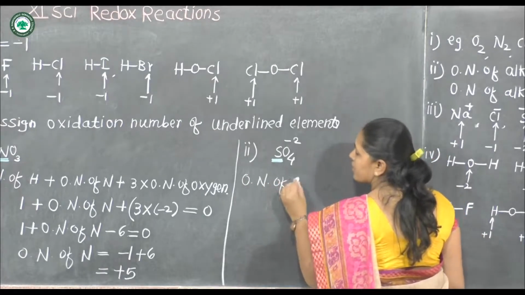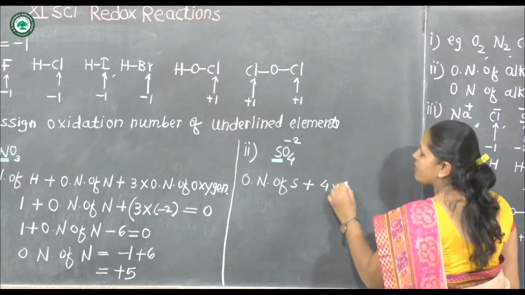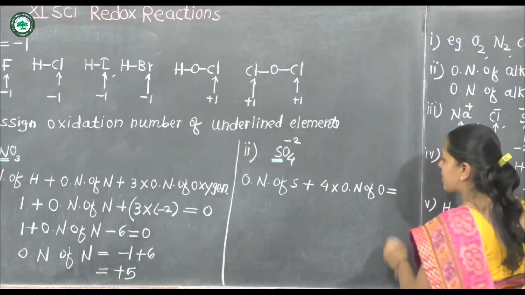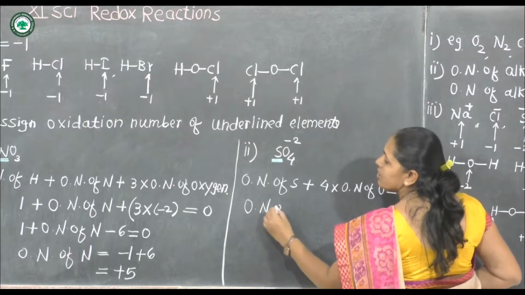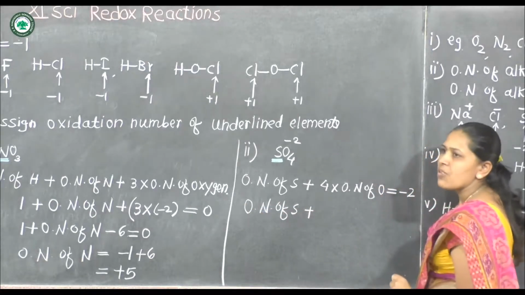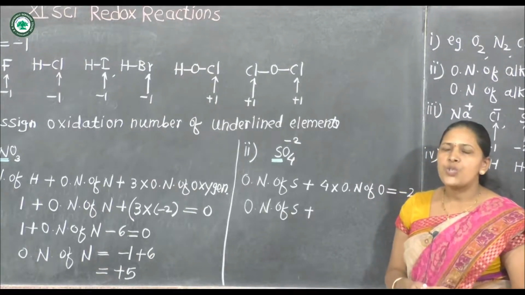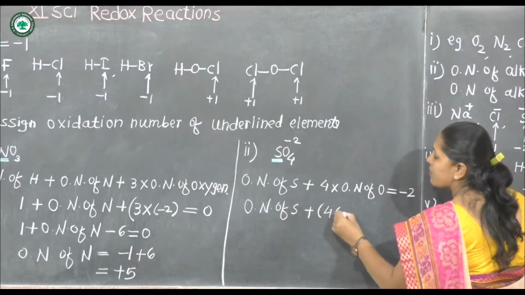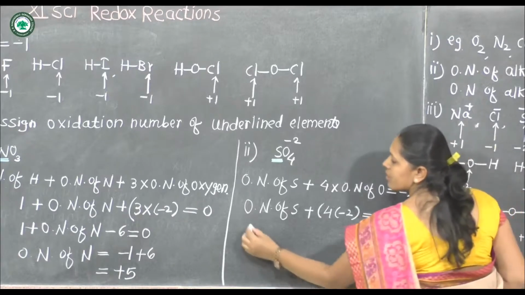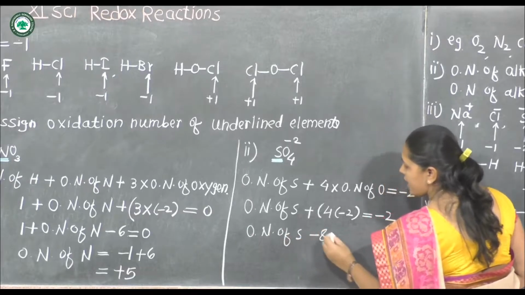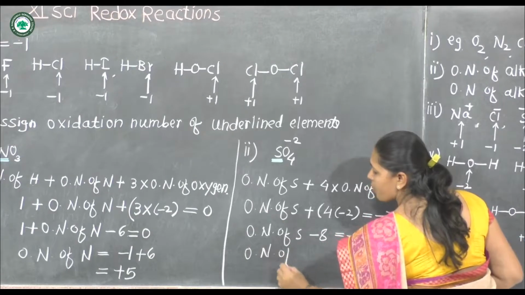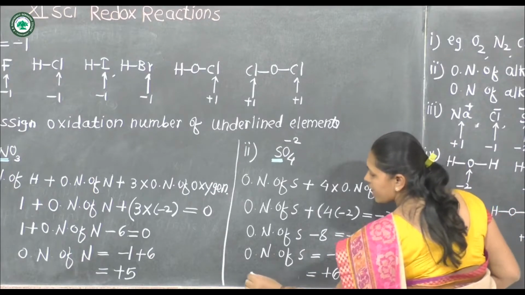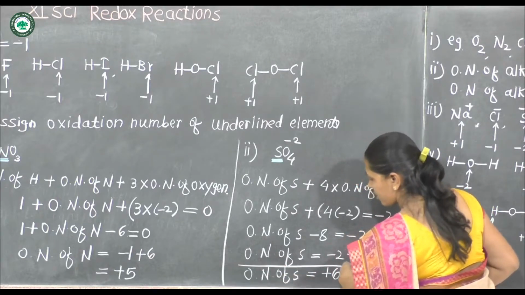Oxidation number of sulfur plus, here 4 oxygens are there, therefore 4 multiplied by oxidation number of oxygen is equal to the charge on the polyatomic ion, which is -2. Oxygen generally shows -2 oxidation state except in peroxide. It is not peroxide, therefore oxygen shows -2 oxidation state. Therefore 4 multiplied by -2, so oxidation number of sulfur minus 8 is equal to -2. Therefore oxidation number of sulfur is equal to -2 plus 8, which is +6. This is your answer. Oxidation number of sulfur is +6.